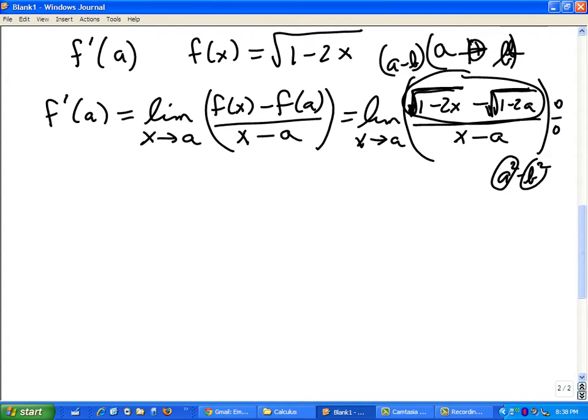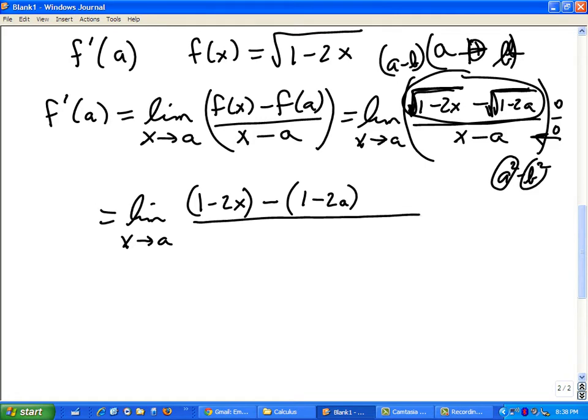So this is going to be the limit as x approaches a of, now when I multiply by the conjugate on the top, here's what's going to be left. You're going to be left with a squared, which is 1 minus 2x with no radical, so I'll just put it in parentheses, minus 1 minus 2a with no radical. That's all that's left on top. The bottom is ugly. X minus a times what? Square root of 1 minus 2x plus square root of 1 minus 2a.